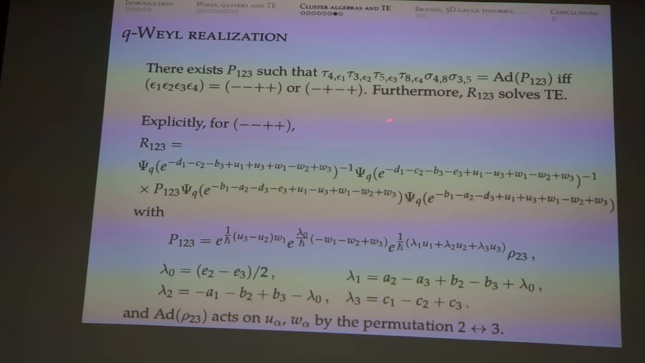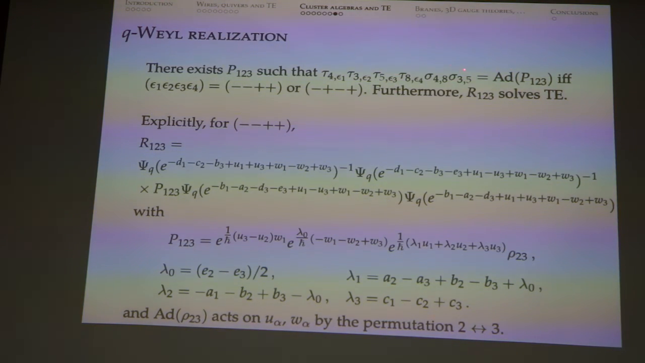All right, and those signs are epsilon 1, epsilon 2, epsilon 3, epsilon 4. We could choose signs for each epsilon, but there exists such an operator P1 to 3 for which this equation is true if and only if these signs are either minus, minus, plus, plus, or minus, plus, minus, plus. So this is just a brute force calculation.